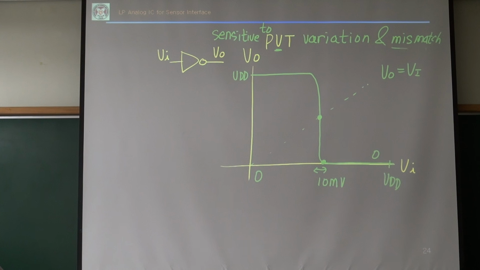To avoid the mismatch problem, we can use a long L and wide W. And then it's also sensitive to PSRR, power supply rejection. Then we need an LDO, a regulator, for the VDD supply. Okay. Question? Nope.